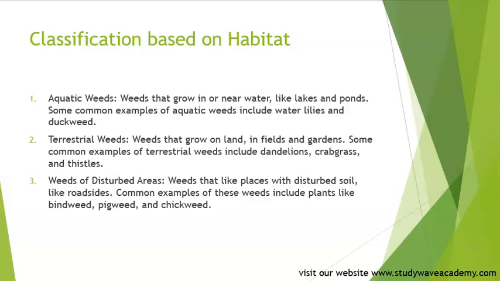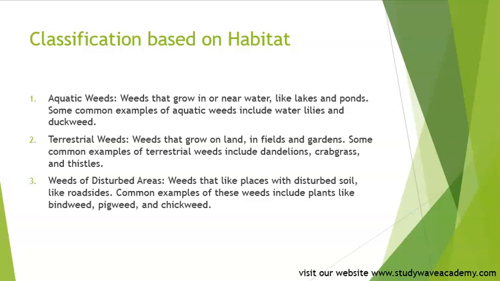Weeds that grow in or near water, like lakes and ponds. Some common examples of aquatic weeds include water lilies and duckweed. These plants can sometimes grow very quickly and cover the water surface, which can be a problem for the environment and for activities like fishing. So the aquatic weeds are plants that grow in or near water. They can be found in places like ponds, lakes, rivers. These weeds are adapted to living in water and often have special features like long thin stems and leaves that float on the surface of the water.